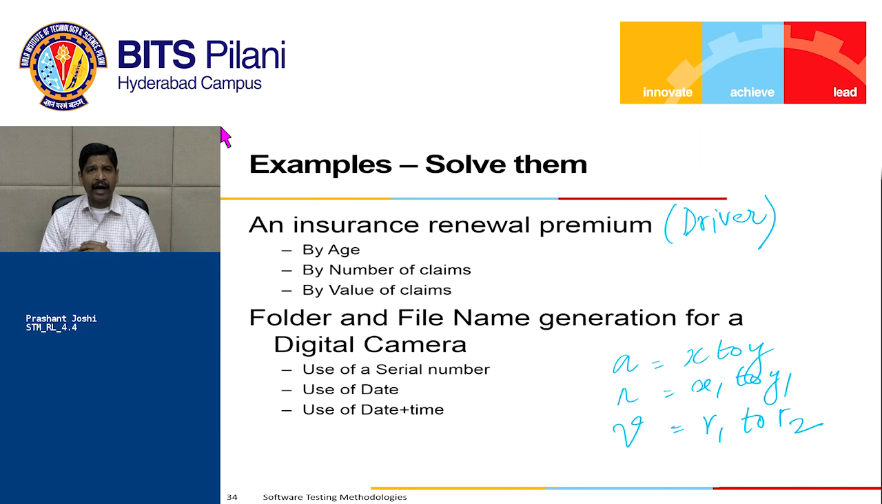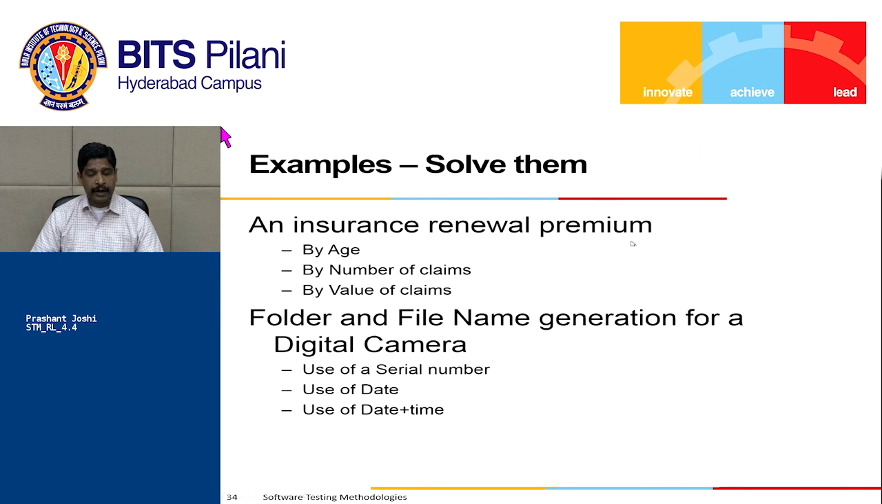The next example that we have over here is folder and file name generation for a digital camera. Various mechanisms used: in this case, we could use a serial number. At any given point in time, when we are using a serial number, we have some serial number which is a 4-digit number. But we also match it up with the date. So we would like the date to come into play, and probably also time.